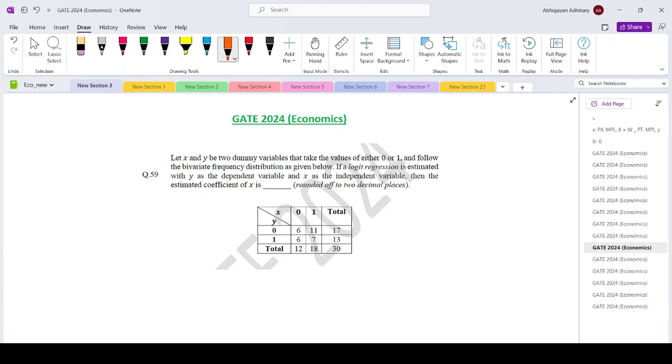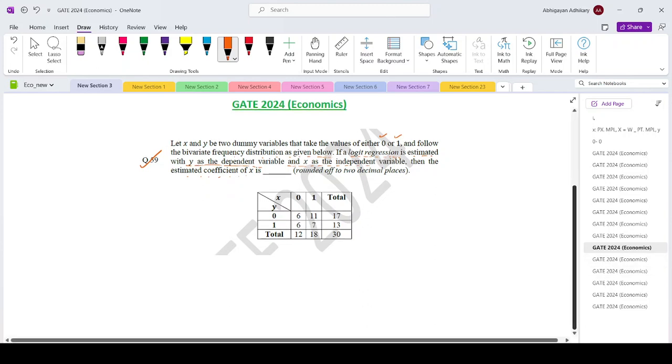And today we are looking at the GATE 2024 economics paper, question number 59. Let x and y be two dummy variables that take the value of either 0 or 1 and follow a bivariate frequency distribution as given. So if a logit regression is estimated with y as the dependent variable and x as the independent variable, then the estimated coefficient of x is how much? And this is the frequency distribution that we are given.